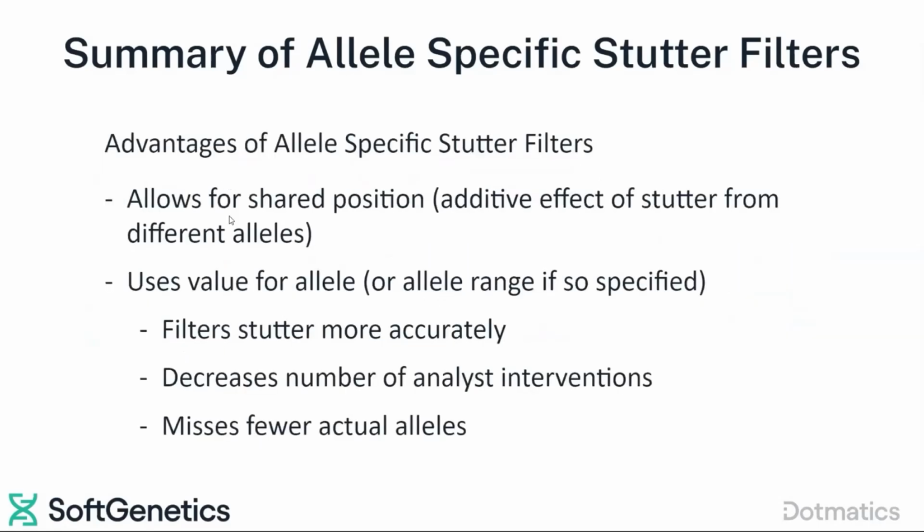Again, the advantage is it's allowing for shared position and additive effect of stutter from different alleles. It uses the value of the allele or the allele range. As we saw in the example, sometimes going from one allele to the next, there's a difference. Other times there were 3 or more alleles in a row that had the same stutter range. It decreased for them the number of analyst interventions and missed fewer actual alleles.